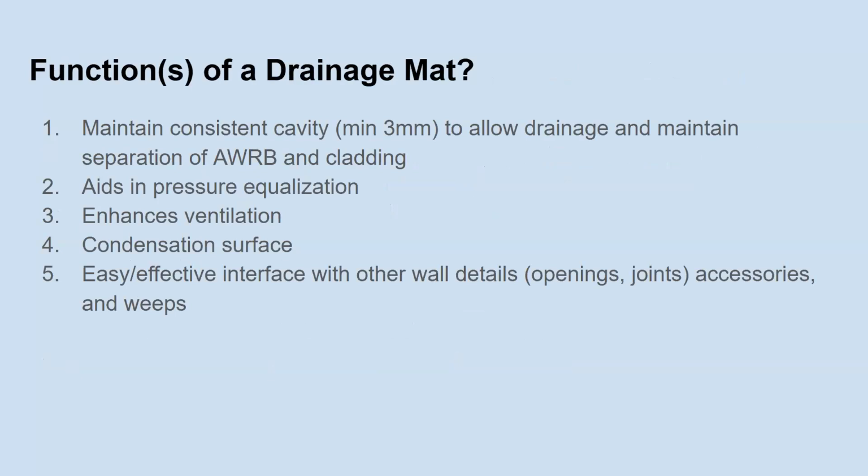It provides or can provide a condensation surface so that, based on your WUFI analysis of the cavity and the exterior wall assembly and temperature changes as they take place, you may find that condensation could occur on the drainage mat, which would be an ideal situation. You'd rather have it occurring in the cavity than in the cladding or in the insulation. Another consideration is the performance of a drainage mat and how you design your wall. It's also an easy and effective interface with other wall details, and it needs to be properly coordinated to that extent.